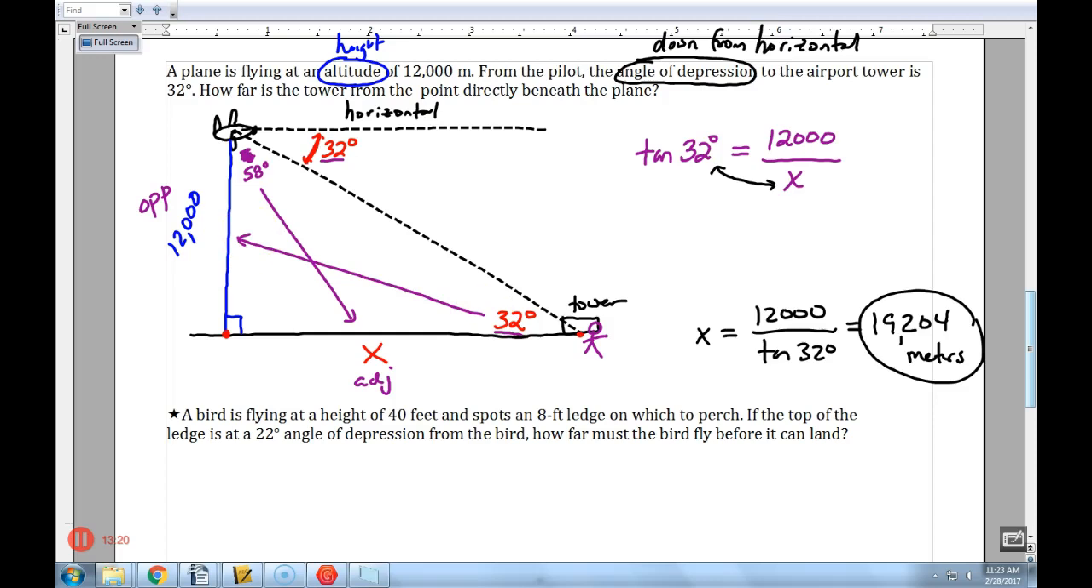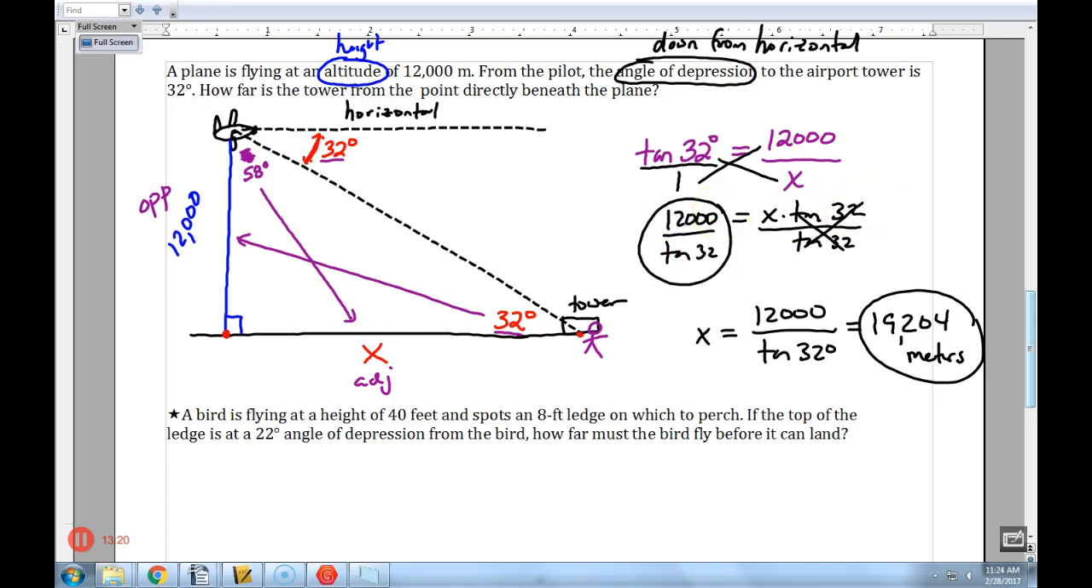Now, if you don't like that little trading places move that I did earlier, you could go old school and you could put a 1 under this and now just cross multiply and do 12,000 equals x times tangent of 32. And then solve it, since this is multiply, solve it by dividing both sides by tan of 32. And you'll notice that you get the exact same piece either way. So when x is on bottom, you can always trade places.